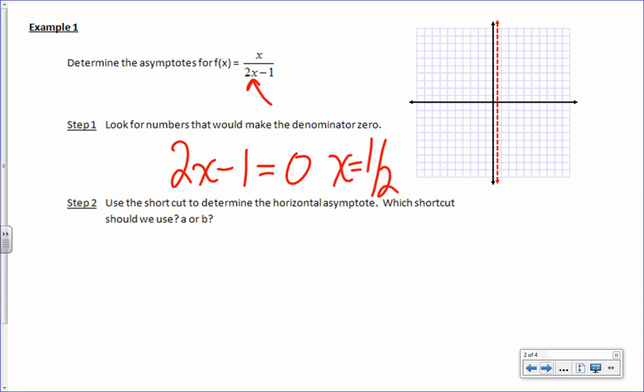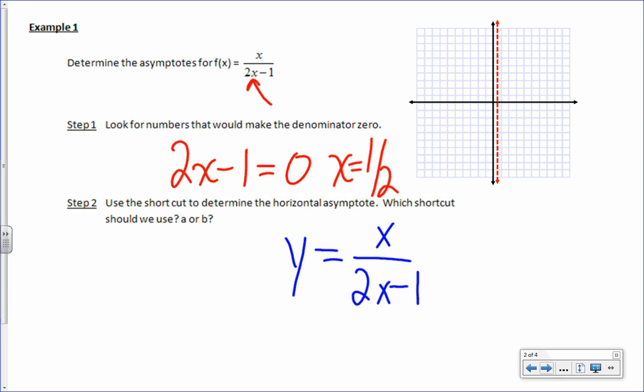And how about step 2? Which shortcut should we use, A or B, based on your notes from earlier? Is the degree the same, or is the bottom bigger? Use A. Why is that? Because, yeah, the degrees are the same. So we're looking at basically y equals x over 2x minus 1. Agreed? Let's look at this particular one.